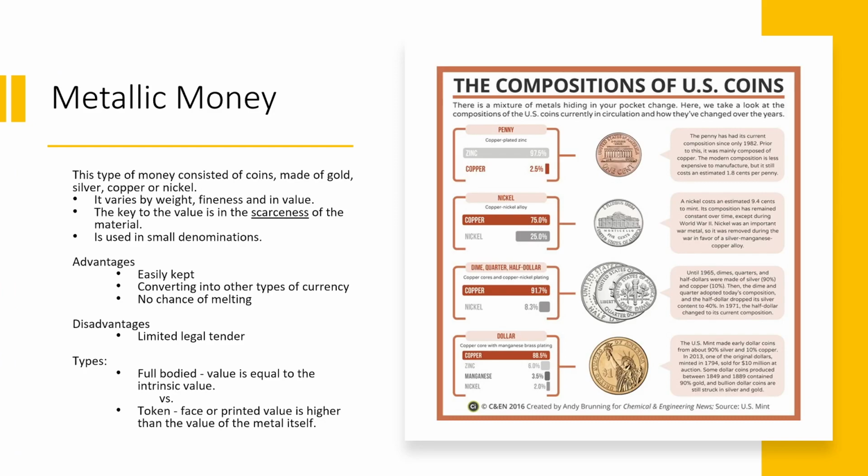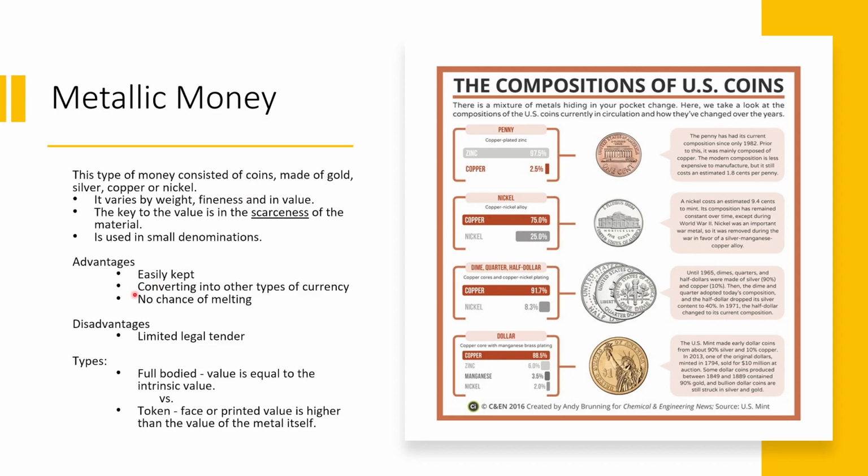We also have metallic money. This is a type of money that consists of coins made out of gold, silver, copper, and nickel, and it varies by weight, its fineness, and its value. The key to metallic money, though, is the scarceness of the material. Copper is fairly common compared to gold or silver. So it can also be created in small denominations like pennies, nickels, dimes, and quarters.